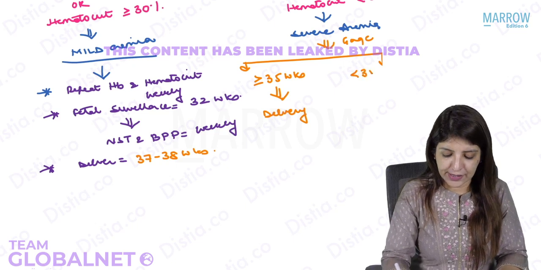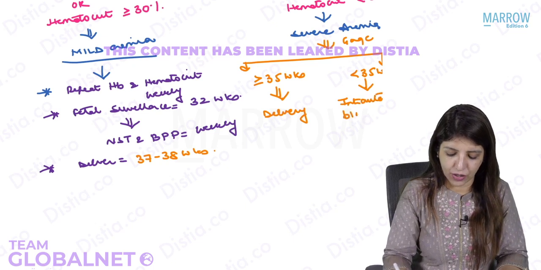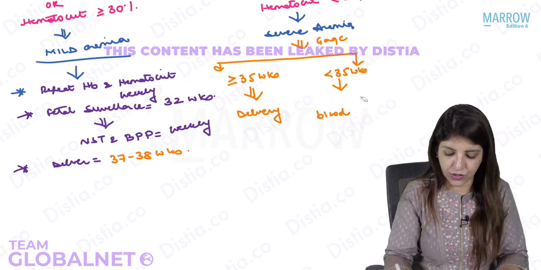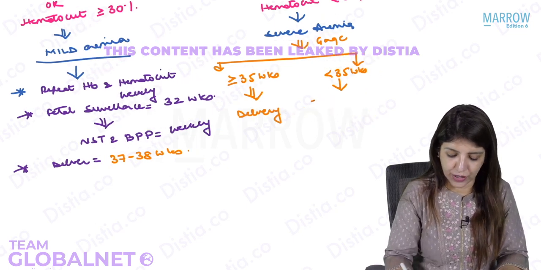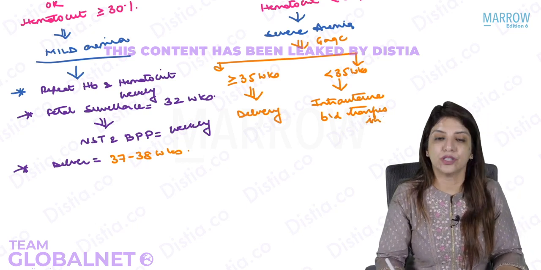If it is less than 35 weeks, then go for intrauterine blood transfusion. So intrauterine, I'm going to give blood to the fetus. Intrauterine blood transfusion. I hope you've understood this.